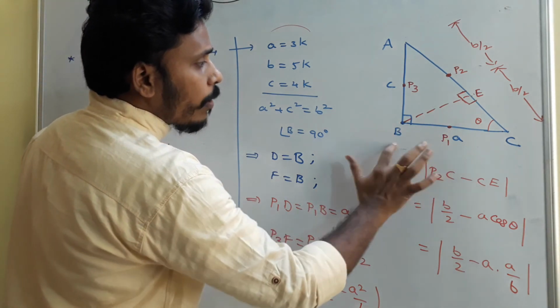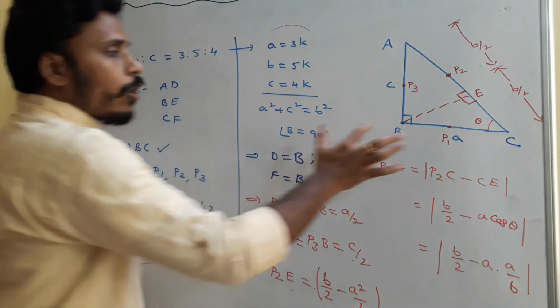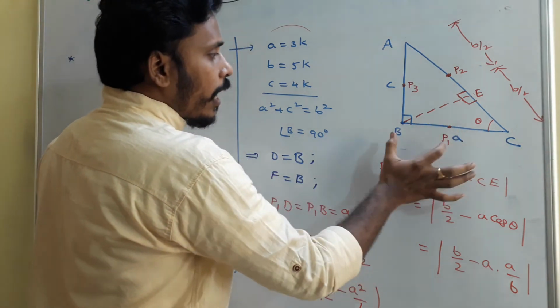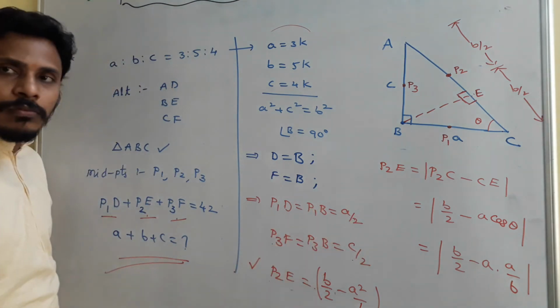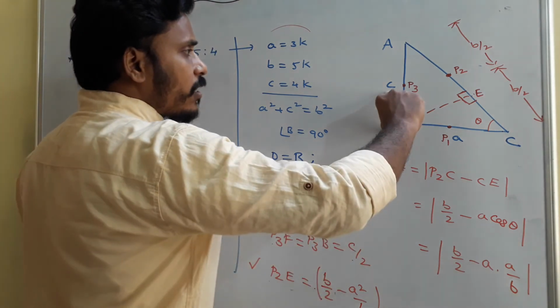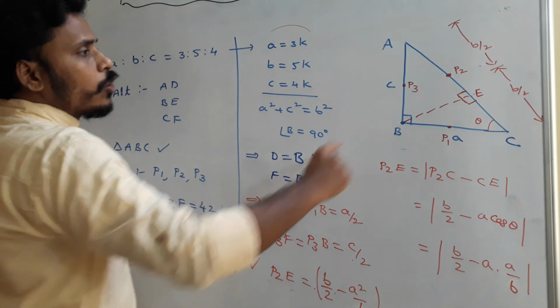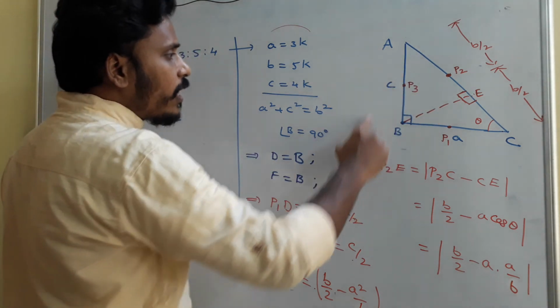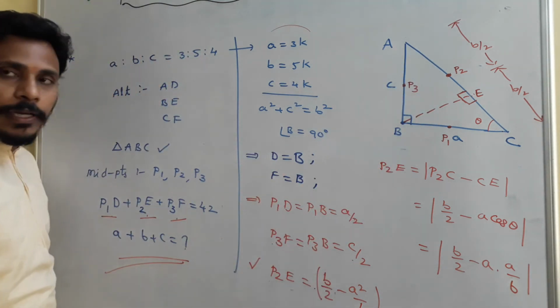What is the distance from P1 to B? Total distance is A, right? And half of that is A by 2. Again in the same manner P3 is F. F is again B. So P3B. This total distance is C. Its half is C by 2.